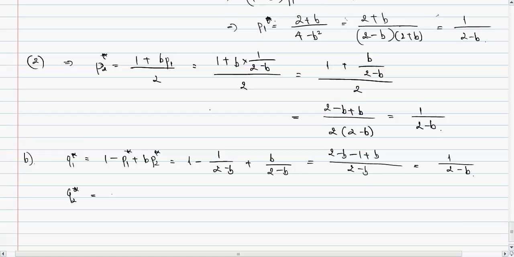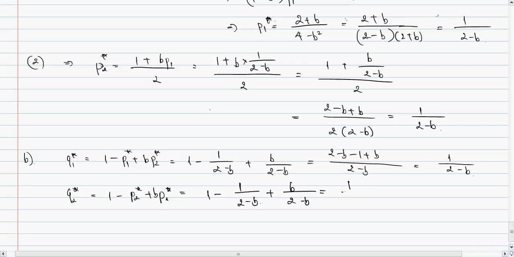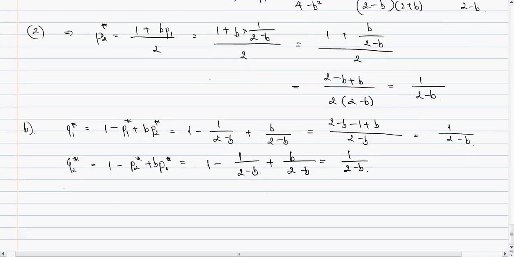That will be equal to 1 minus P2 star plus B of P1 star, which is equal to 1 minus 1 on 2 minus B plus B of P1 star, so B on 2 minus B, so that will become 1 on 2 minus B. Okay, so the total quantity produced in the market is going to be 2 divided by 2 minus B.